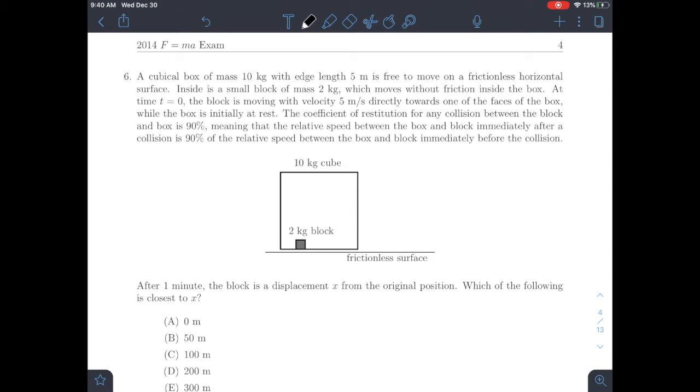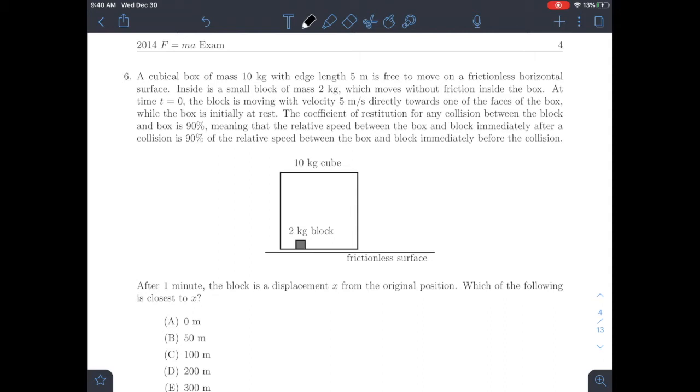If you are trying to solve it step by step, you really want to calculate the collision. But actually the collision doesn't matter, because let's look at this system, the block and the box. There is no external force on the system, so momentum is conserved, and the velocity of the center of mass is constant because of Newton's first law. So all we need to do is calculate the initial center of mass velocity and keep it constant for 1 minute. Then we will have our result.